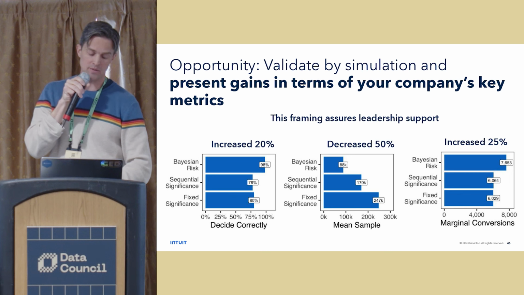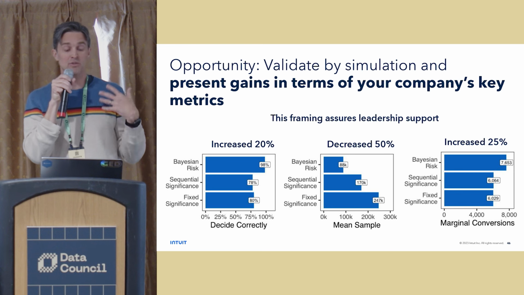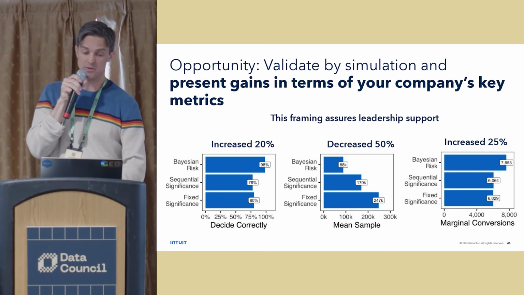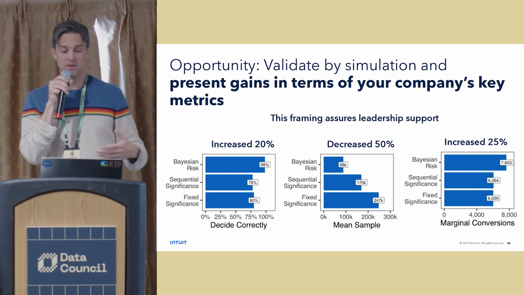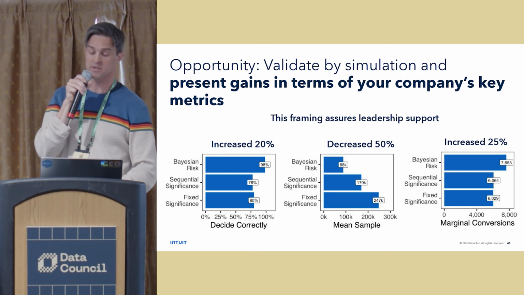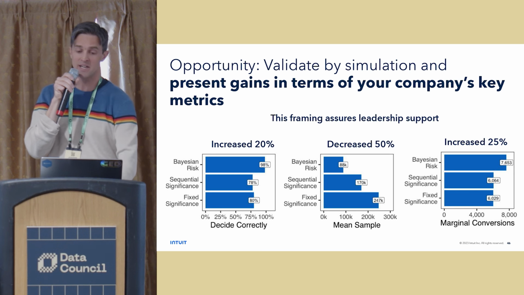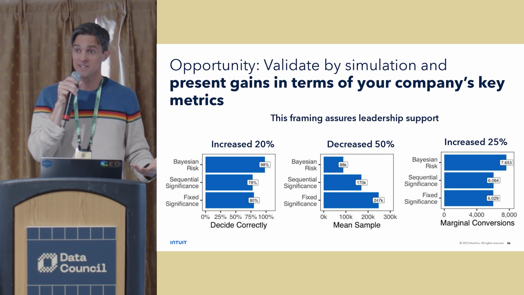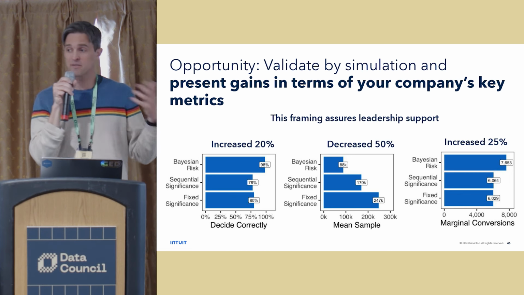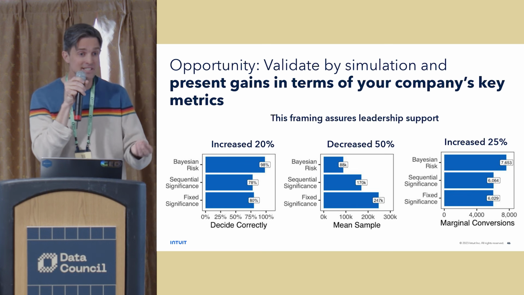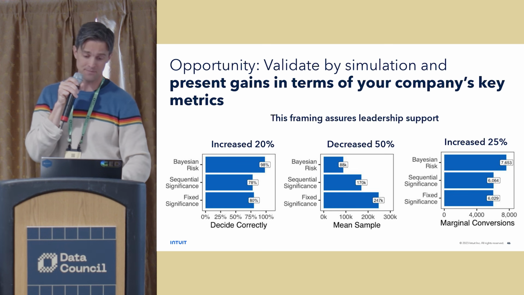Another opportunity that just keeps coming up is validating by simulation, which also gives you the opportunity to present gains in terms of your company's key metrics. If you start talking about the benefits of adopting a Bayesian testing model, that you're going to increase decision correctness by 20%, decrease sample size by 50%, and increase conversions by 25%, this is going to get leadership support. They don't care about type 1 and type 2 error rates. They care about business metrics. And if you start using data simulations, it's very easy to translate those obscure statistical terms into business impact.